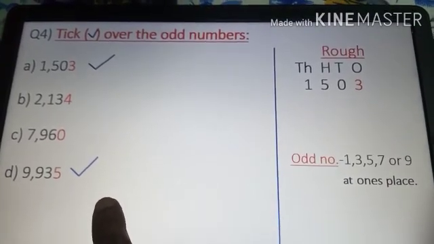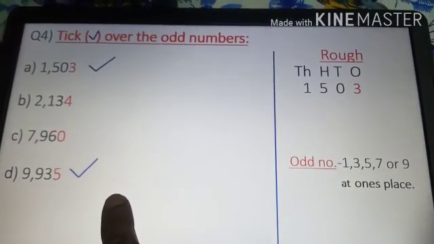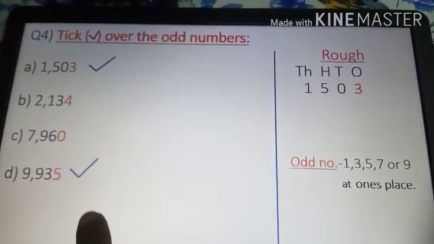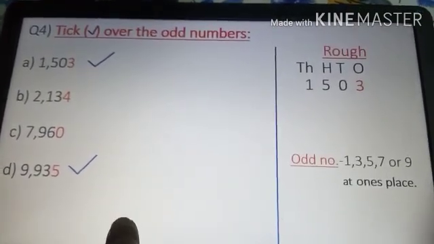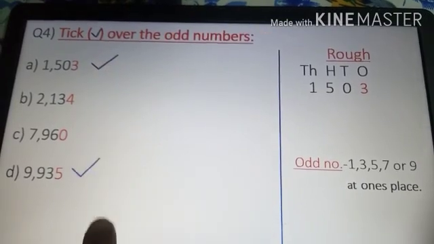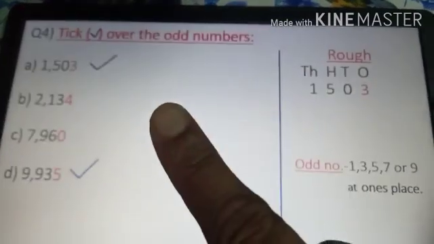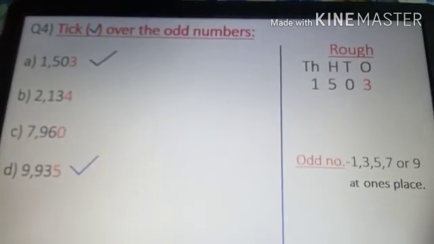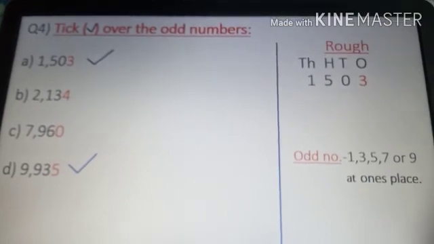So children, what we are doing in this question number 4? We are checking numbers for the odd numbers. And those numbers that are odd, you have to put there a tick. And those numbers that are not odd, you will not put any tick over there.